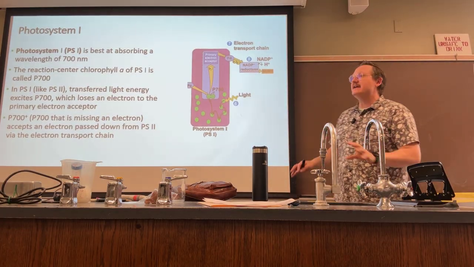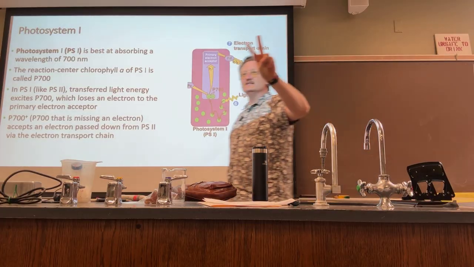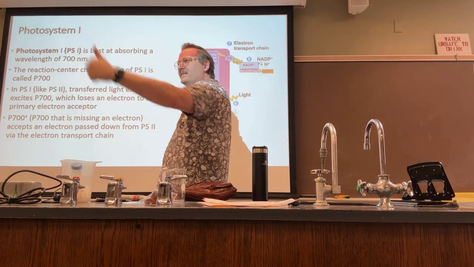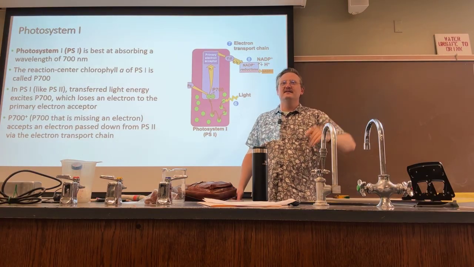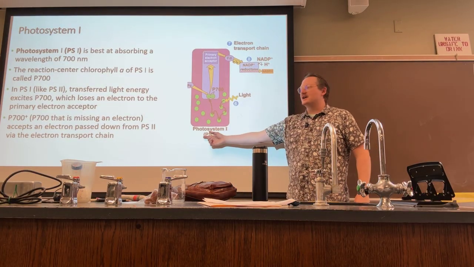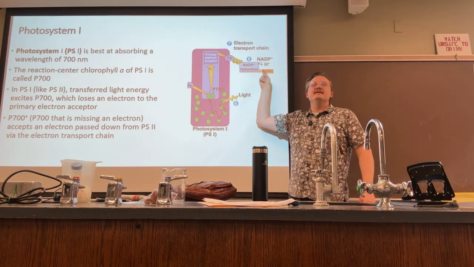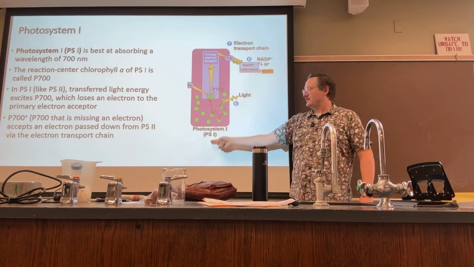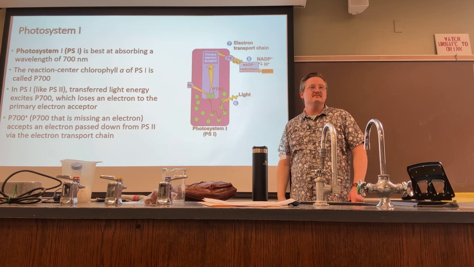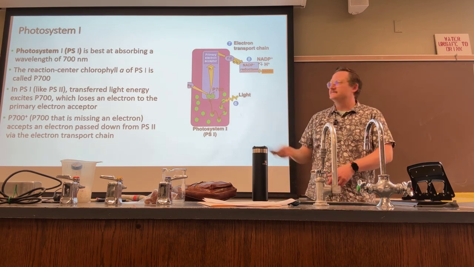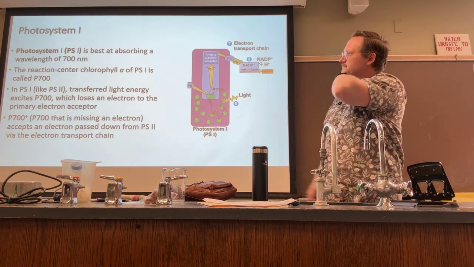Remember, the light reactions need to generate two things, ATP and NADPH. All right? So the NADPH comes from photosystem 1 right here. The electron goes up to high energy, and then it just gets popped onto NADP+. All right? Cool.